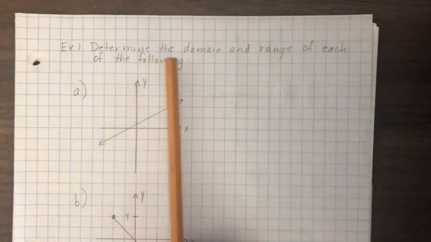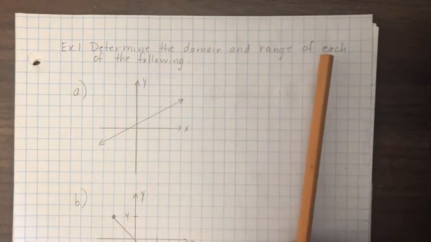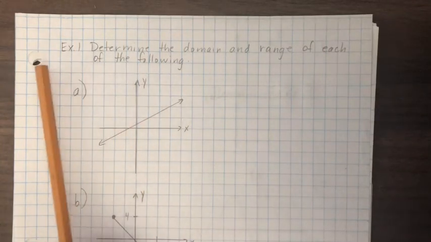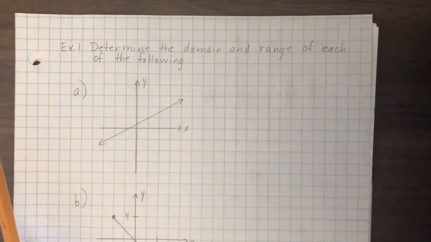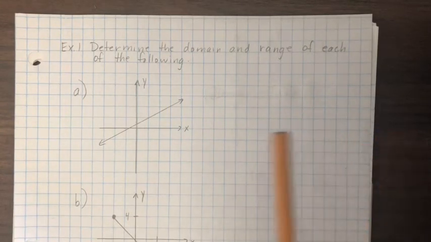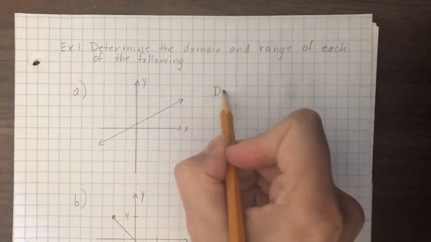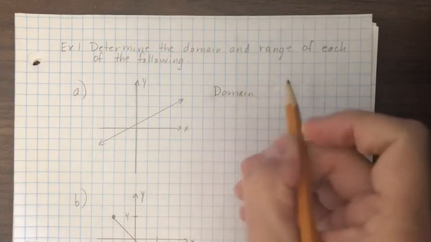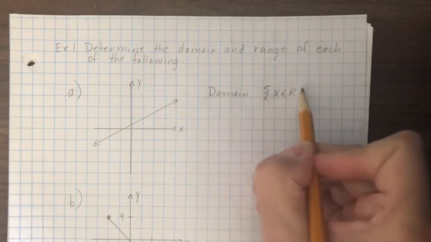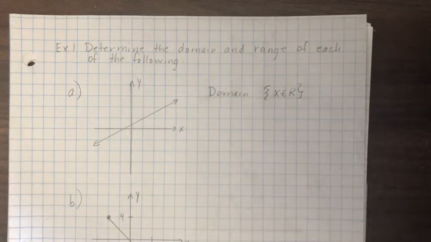So if I scan to the right, I know that the graph will continue growing in that direction. And if I scan to the left, it will continue to grow to the left as well. So there's no restrictions on what the x coordinate could be. So that means when I write the domain, all I have to write is that x belongs to the real number set, meaning that it can be any value.